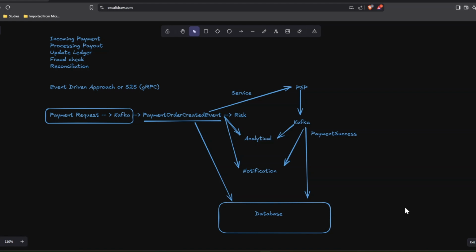Because whenever a payment order is getting created, there are multiple sides of our system, like our analyst might require that for a certain region how many orders are getting created and how many are getting failed over time. So all those details to capture, we are going to need an event based approach over here. Okay, so this is never going to be a monolith sort of a thing, or even a single S2S service to service connection.